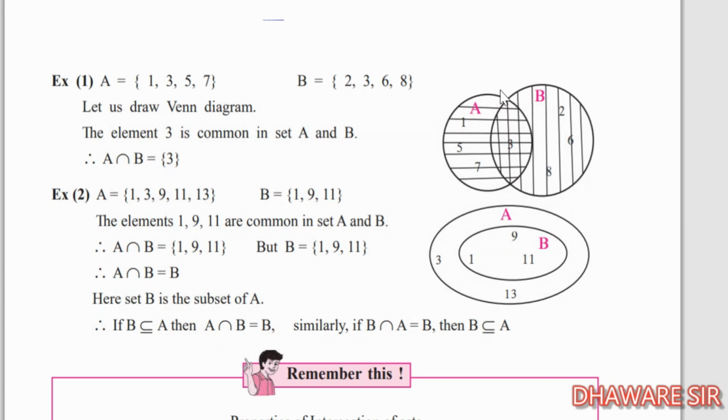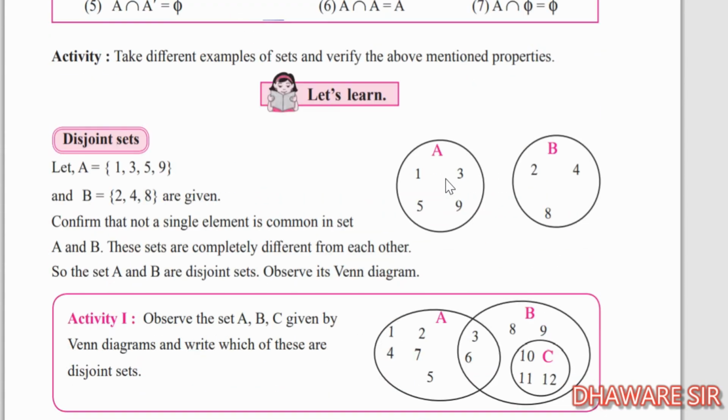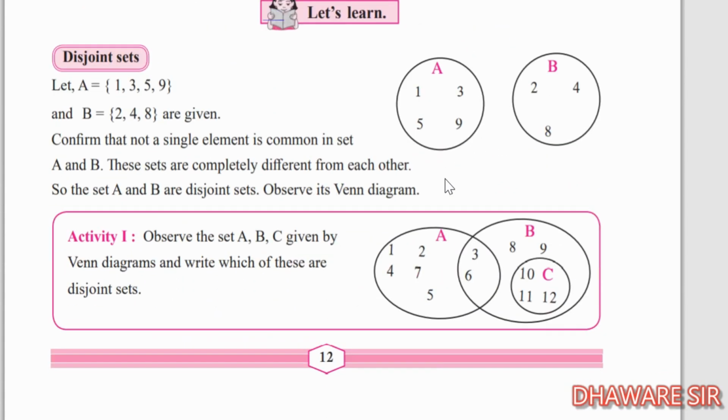Let us see the next topic, disjoint sets. What is the disjoint set? If there is no common element in sets A and B, let us see the sets that have been given. We can say that this is the set A. Here is the 1. Is here 1? No. Here is the 3. Is there any element? No. Here is 5. Is there any element? No. This is the 9. Is there any element? No.